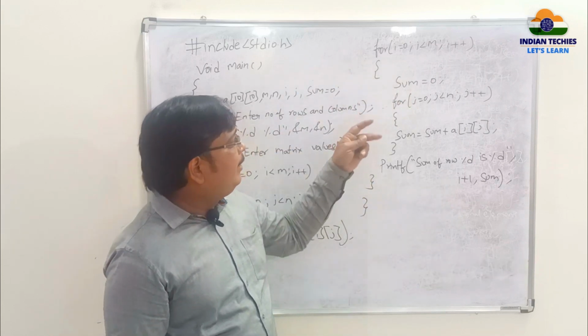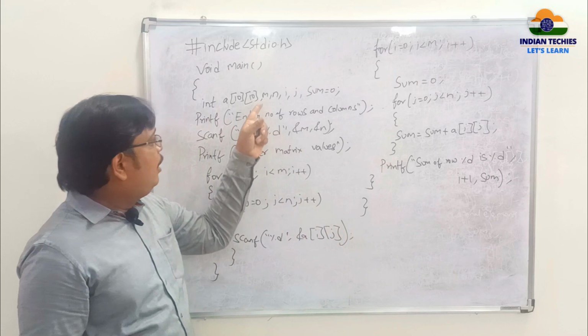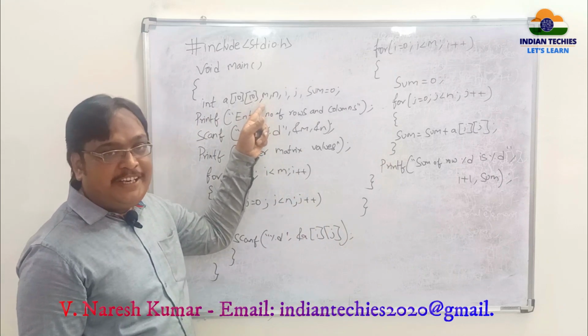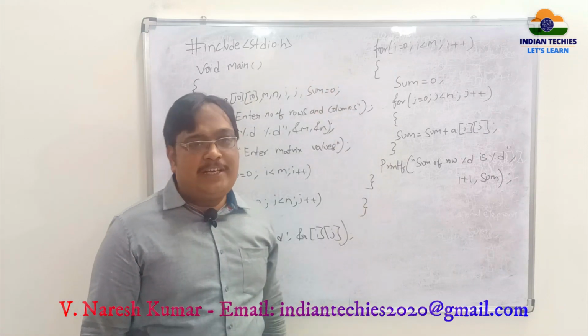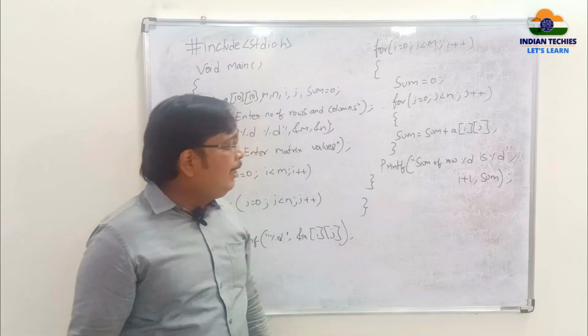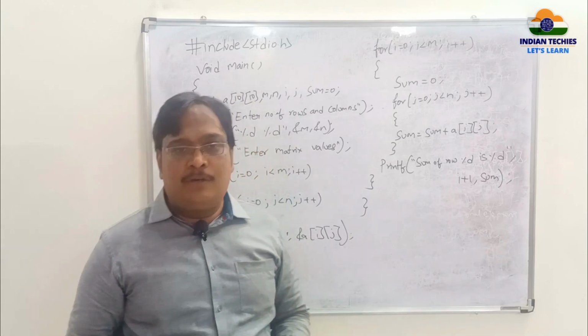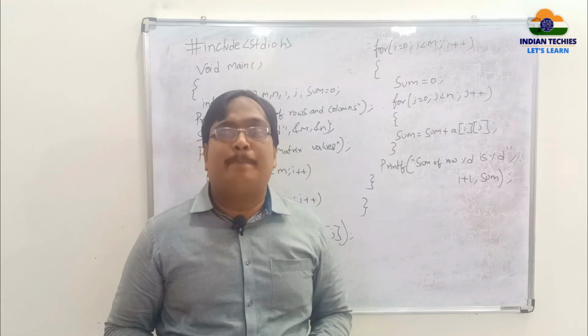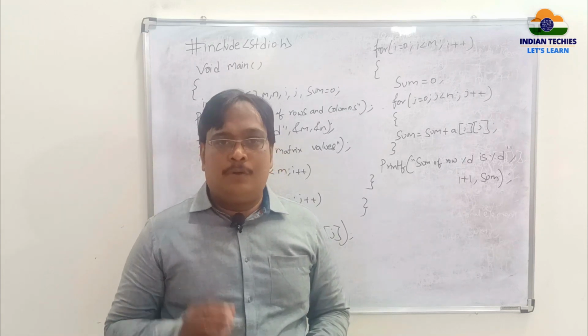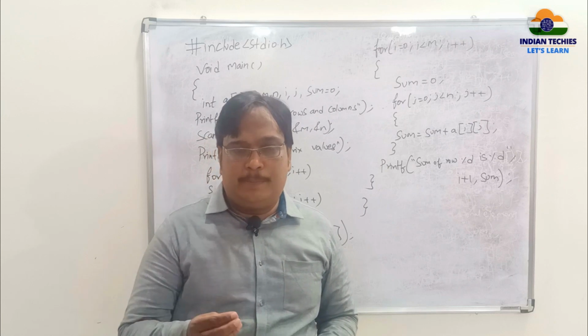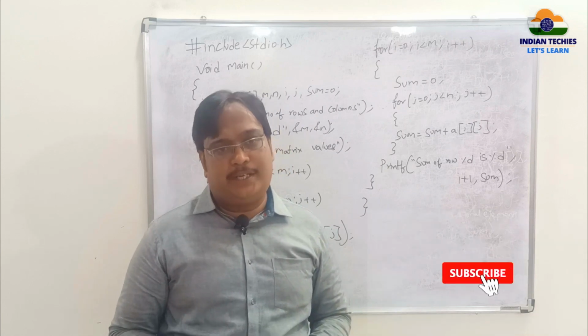Like that, how many number of rows are there? That is, whatever value you have given in m, that many times this value will be calculated and printed. This is how we will be performing sum of rows of the matrix. Hope you understood the basic programs of two-dimensional array.